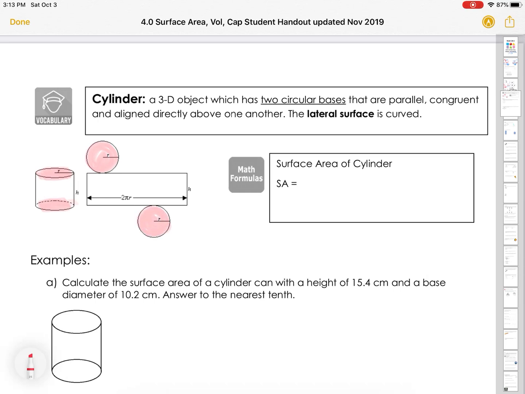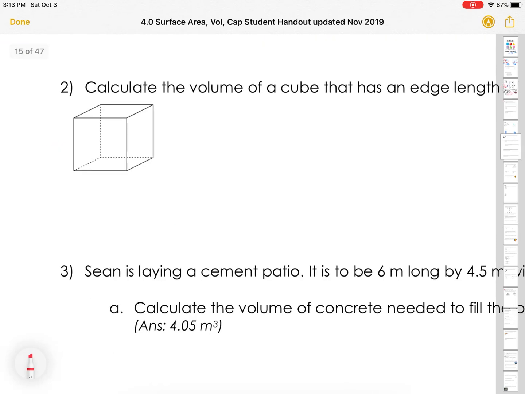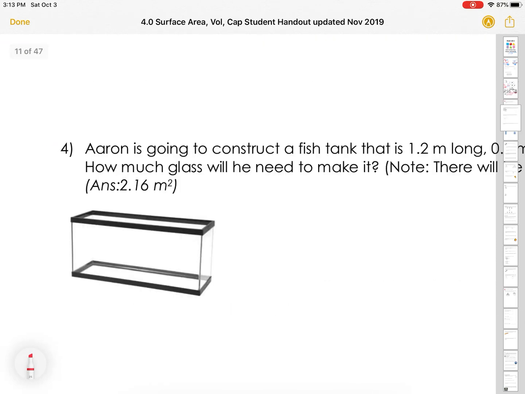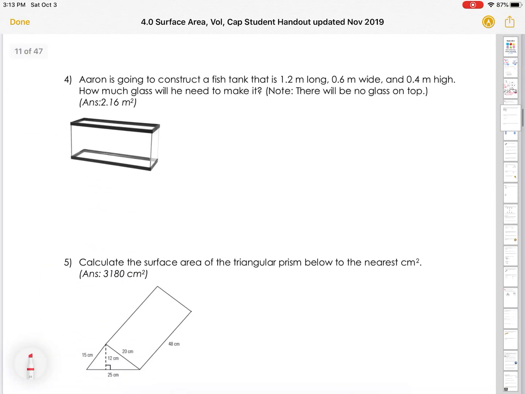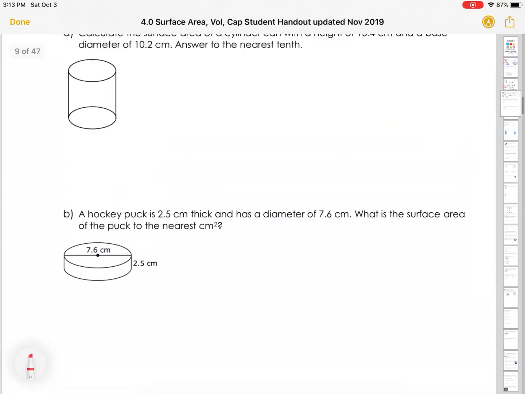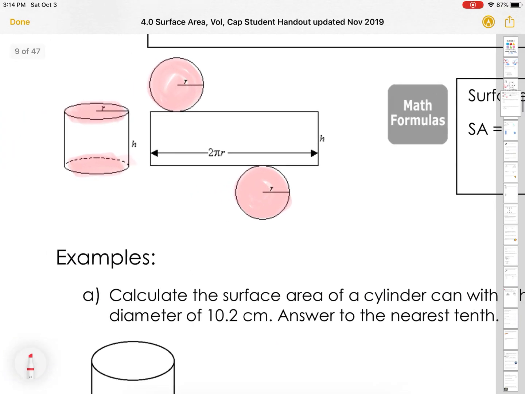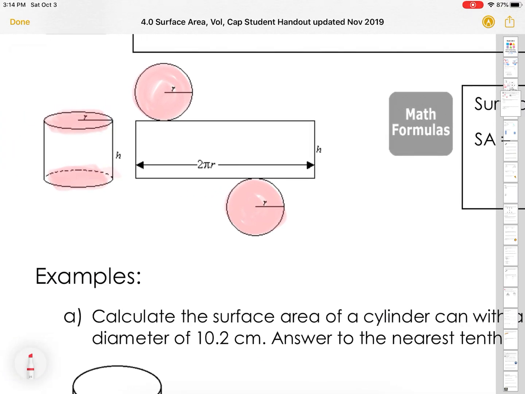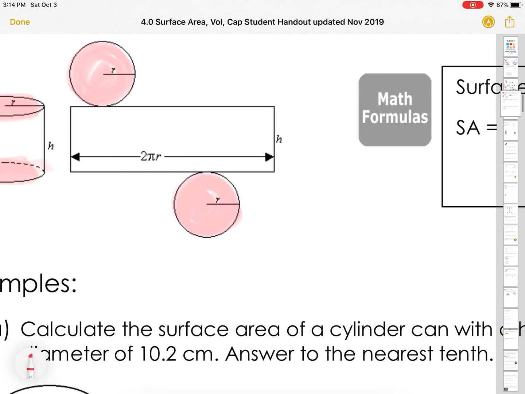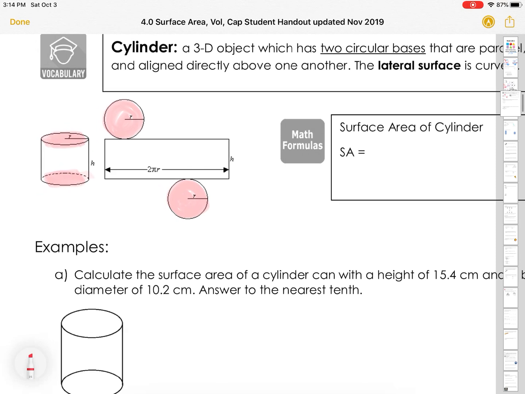And when you unwrap a cylinder, what you notice is you get 2 circles that are identical and a rectangle. And the nice thing about a cylinder, I think, is that we actually get a formula that always works for surface area. So when we see it's a cylinder, we don't have to be counting sides and figuring out the height of the triangle on the end, because we just use the formula that we're going to be given now.